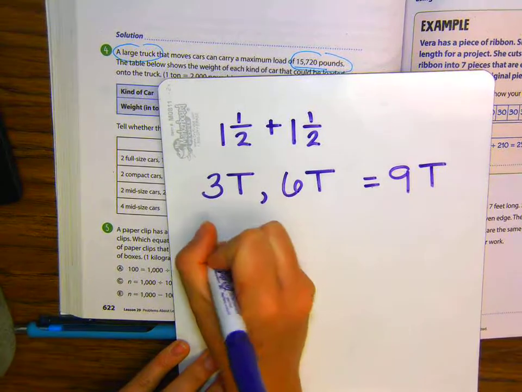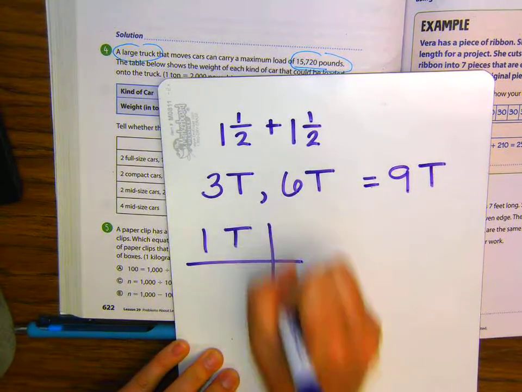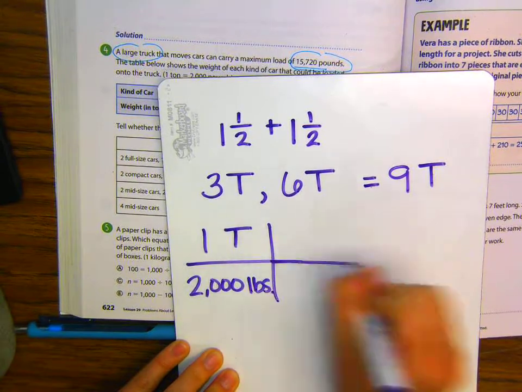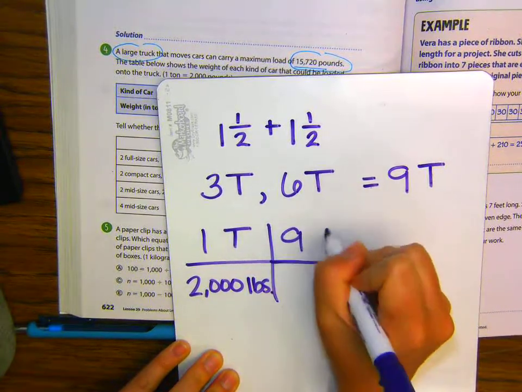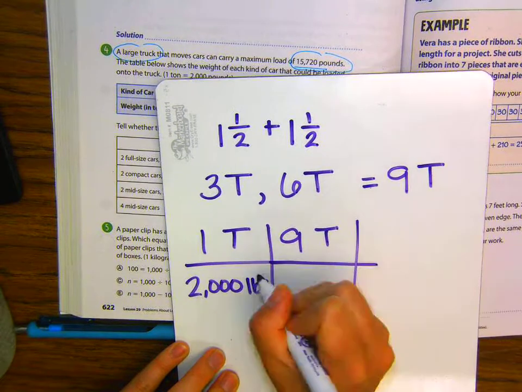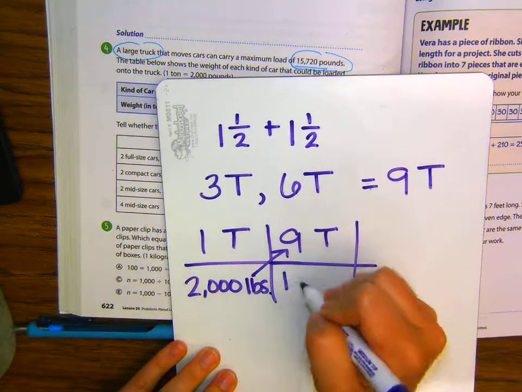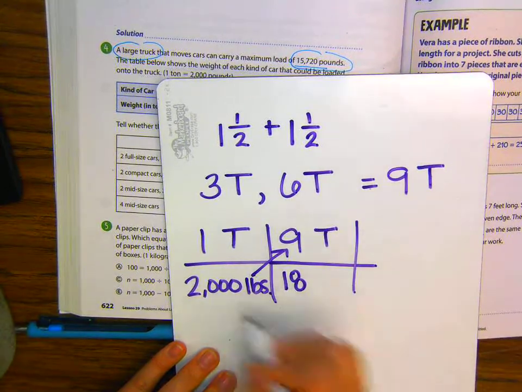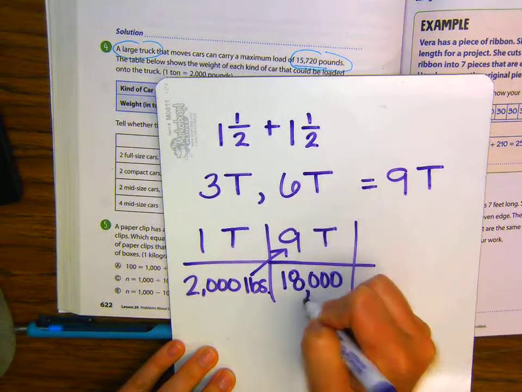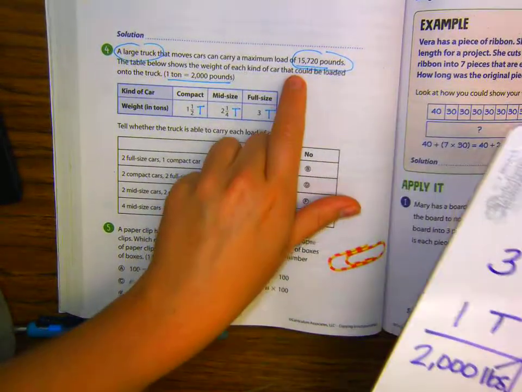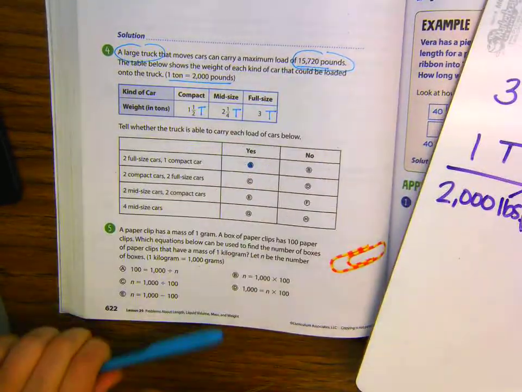Okay, if I know 1 ton is equivalent to 2,000 pounds, how many pounds is 9 tons? Okay, multiply diagonally. I know 2 times 9 is 18. Add my 3 zeros. So 9 tons is equivalent to 18,000 pounds. And that would be too heavy, so that's a no.